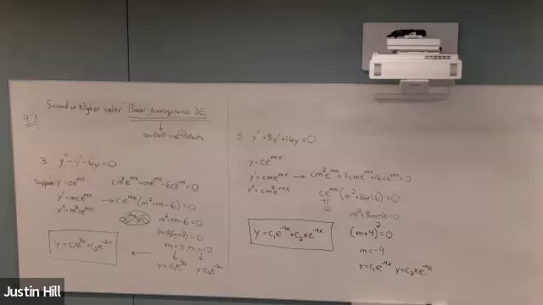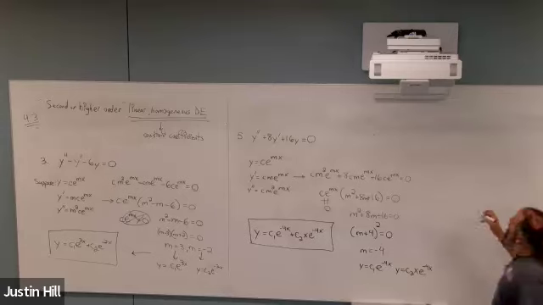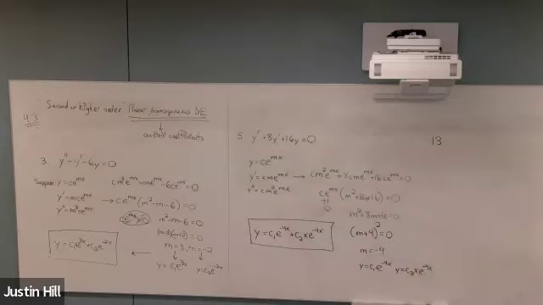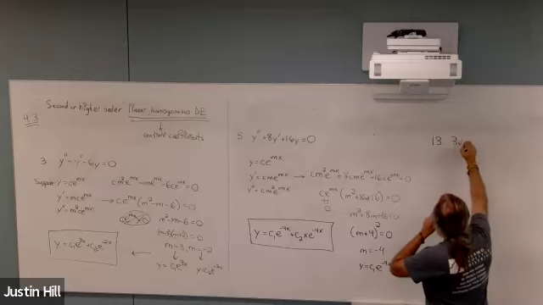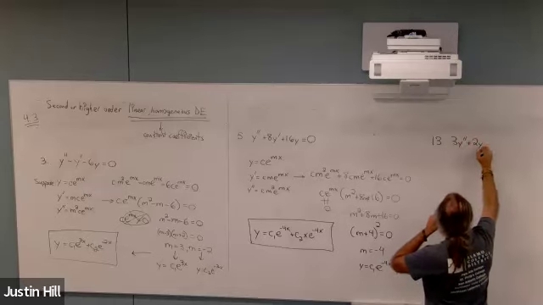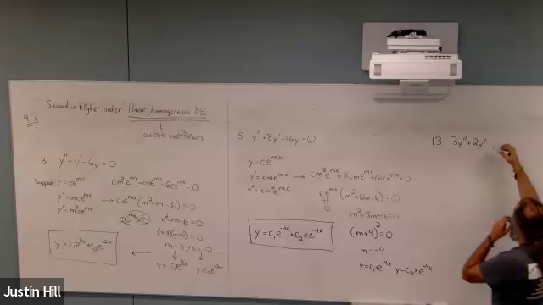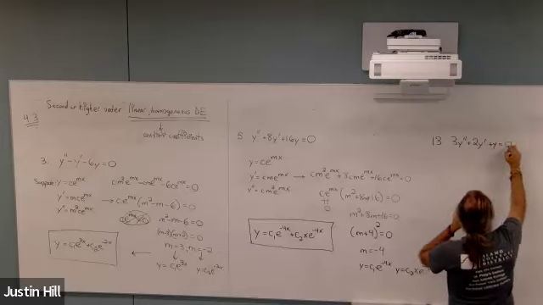Look at something like this. This will be 13. Let me write it and then I'll turn the camera so you can see it. 3y double prime plus 2y prime plus y equals 0.